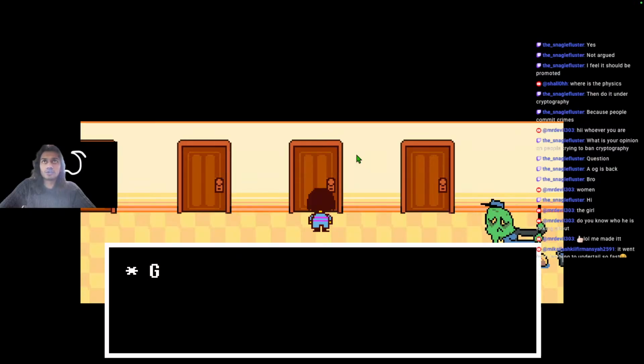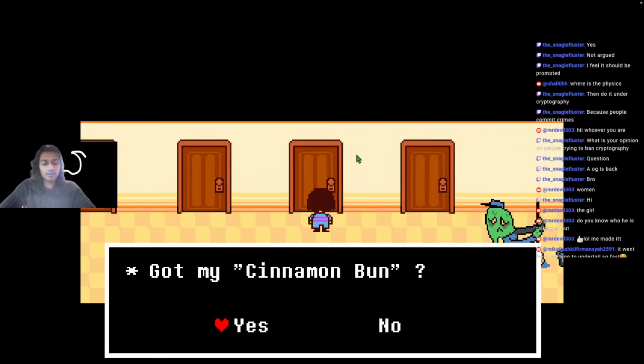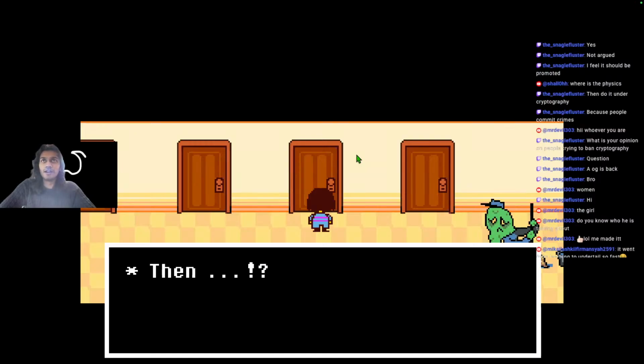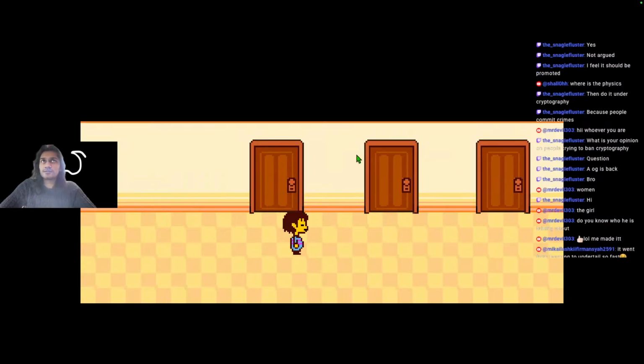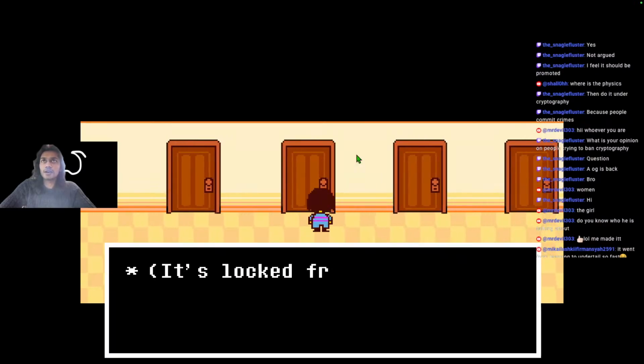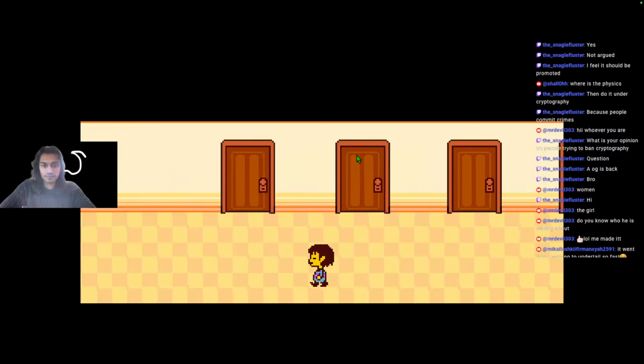Ooh, room service. Got my cinnamon bun. I'm here for your bun. Okay, I don't think that's the only door I did not try. It's locked from the inside. Okay.